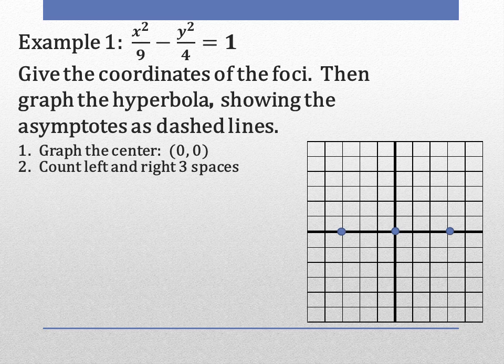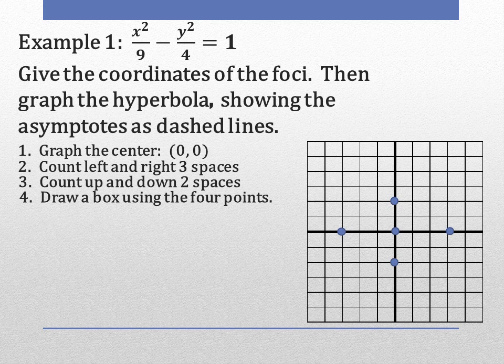Then we are going to take the square root of 4, which is our b, and we will graph up and down 2 spaces from the center. Now we're going to use those 4 dots to draw a box, but remember those 4 dots are the center of the sides. They aren't the corners of our boxes. So we're going to draw a box using the 4 corners, like that.